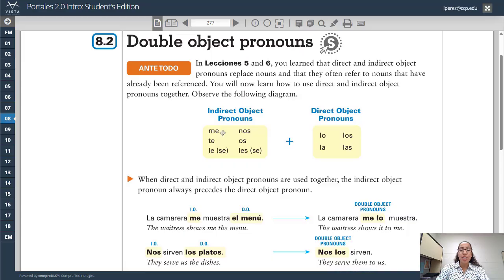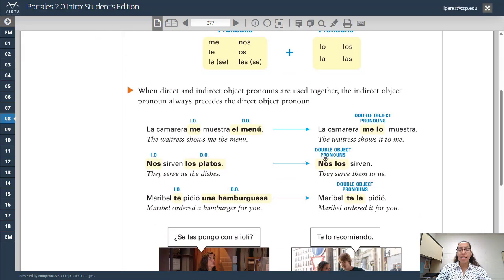But there's other combinations. I can say me lo, I can say te la, I can say nos la, nos los, and I haven't really showed you in a sentence yet, but I just wanted to explain why those two charts were sitting there. These are the options of how we can use them together. But I really like the sentences we have here to help explain.